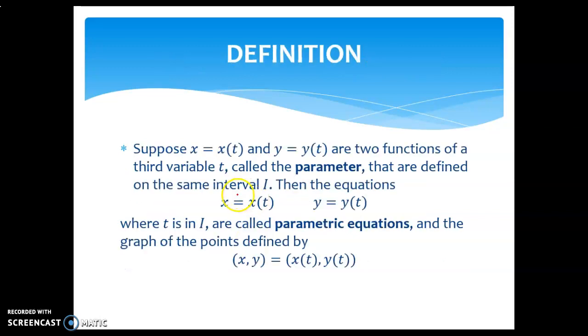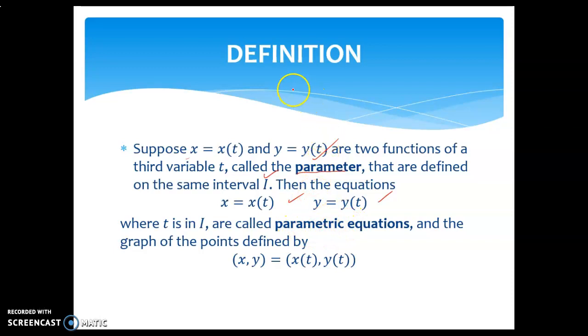So what is a parametric equation, or how do we actually define a parameter? Suppose x is equal to x of t. So x is expressed in terms of t, and then y is expressed in terms of t as well, where t here is the parameter. It is defined within a certain interval, call it I, and x and y are also defined within that interval. So we say x is equal to x of t, y is equal to y of t. These two are parametric equations.